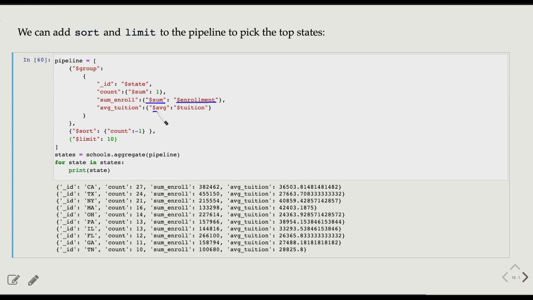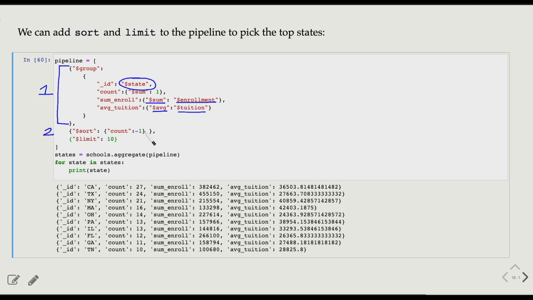We can do some kind of average, $avg tuition, to calculate the average tuition within that state. Again, this group by is based on the state as the ID. So this is going to complete a group aggregate and compute all the statistics.